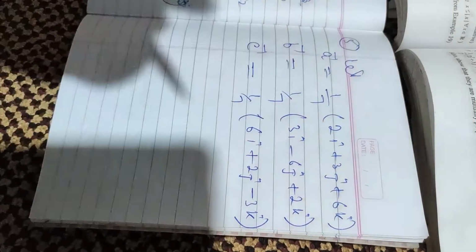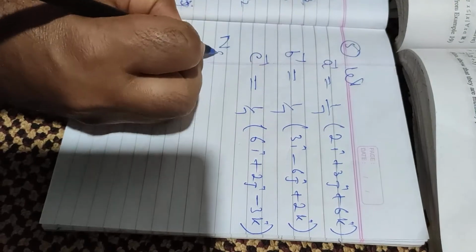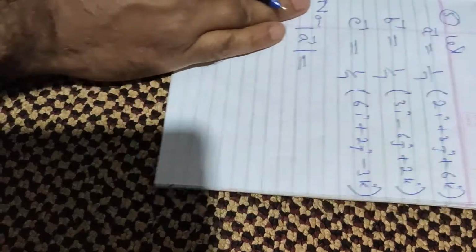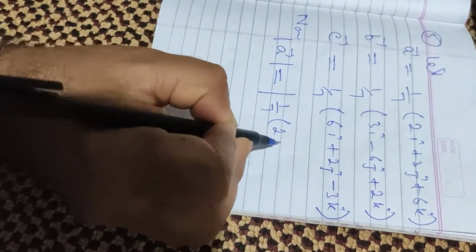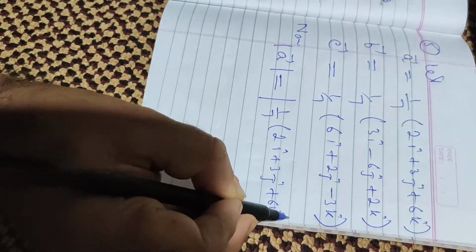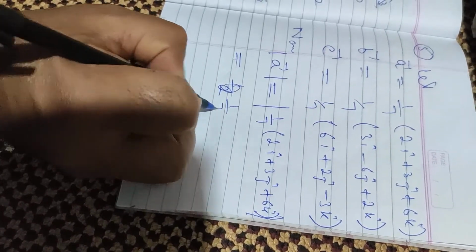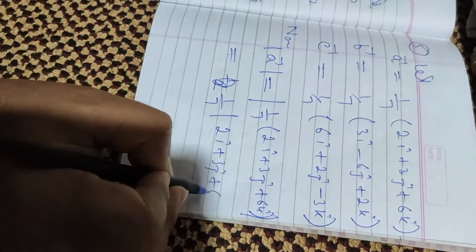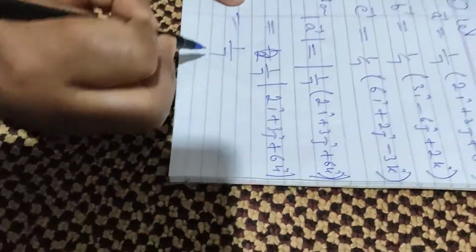We will find their magnitudes one by one. First we will find the magnitude of a vector. Magnitude of a vector means magnitude of 1/7 into (2i + 3j + 6k) vector, which is equal to 1/7 times the magnitude of 2i + 3j + 6k vector.